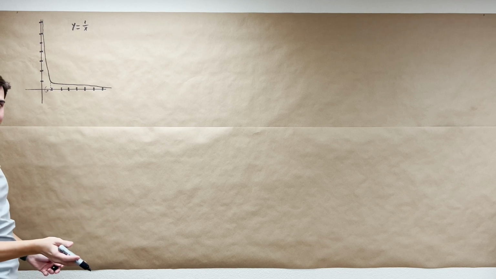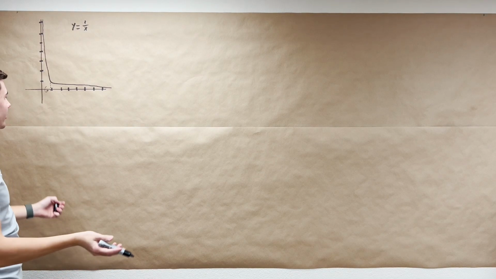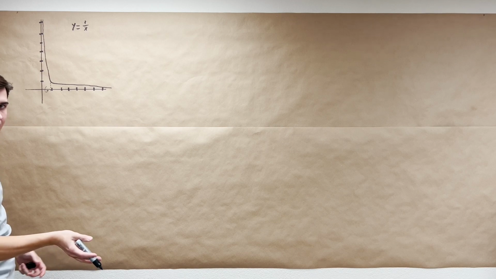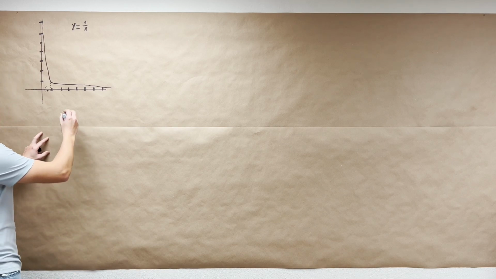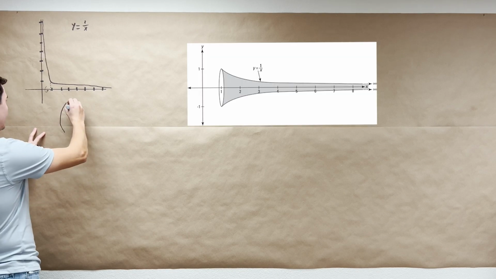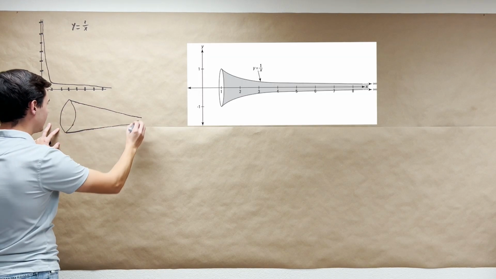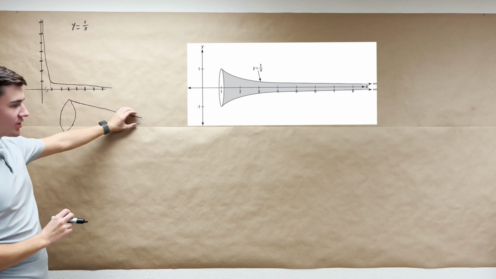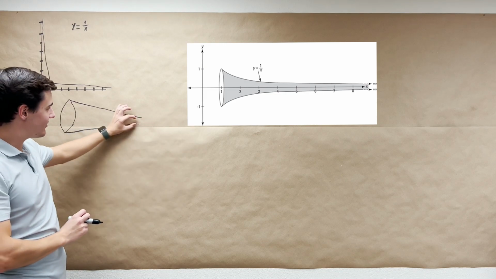This will give us a shape that looks very much like a horn, or a vuvuzela, if you're a soccer fan. It'll look something like this. Excuse my rudimentary drawing. And this horn will taper forever and ever, but never actually meet.